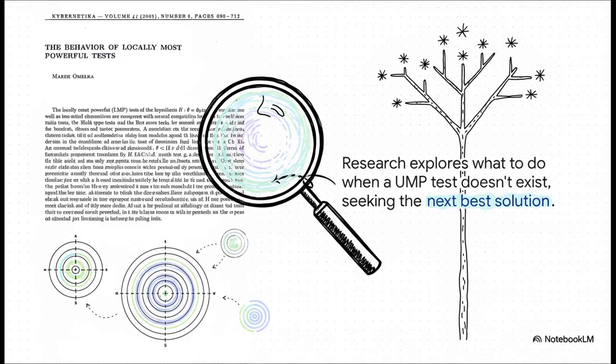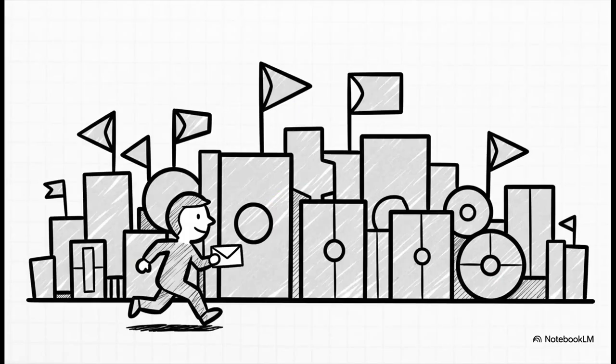So what do you do then? Well, this is where statisticians get really creative. There's a whole field of research dedicated to finding the next best thing. You know, if we can't be the most powerful against everything, maybe we can find a test that's the most powerful on average, or one that's really, really good at detecting small changes. It's a fascinating puzzle. And this really brings it all together.